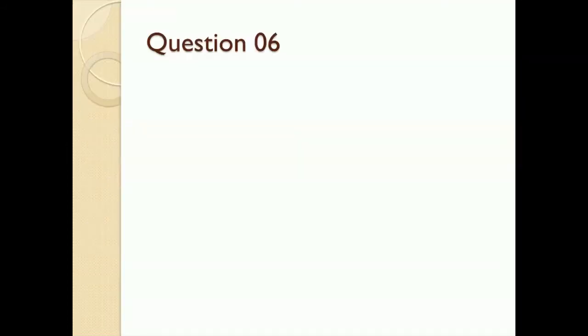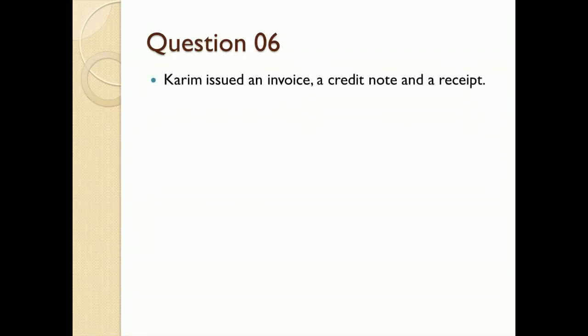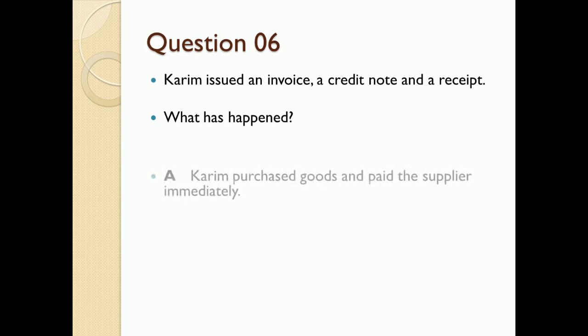So question number 6, here it is. Kareem issued an invoice, a credit note and a receipt. Well, what happened? Why has Kareem issued an invoice? Why has he issued a bill and a credit note later on, and at the end a receipt of cash or something? So now you have to think about what has happened.